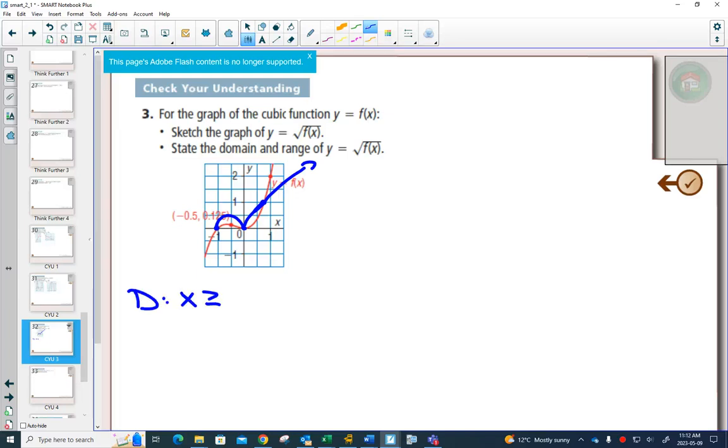Your x values here are bigger than or equal to -1. Your range, your y values are bigger than or equal to 0.